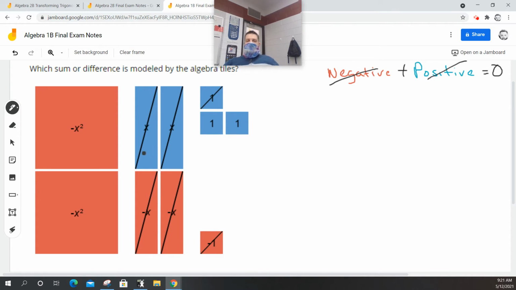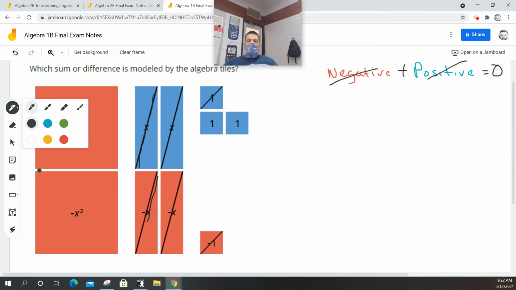So here I have an x that's blue. That means it's a positive x. And then I have an x down here that's red. That means it's a negative x. So this one cancels out this one. And so this is representing two quadratic equations, and they want us to simplify them. So let's start with our first equation.